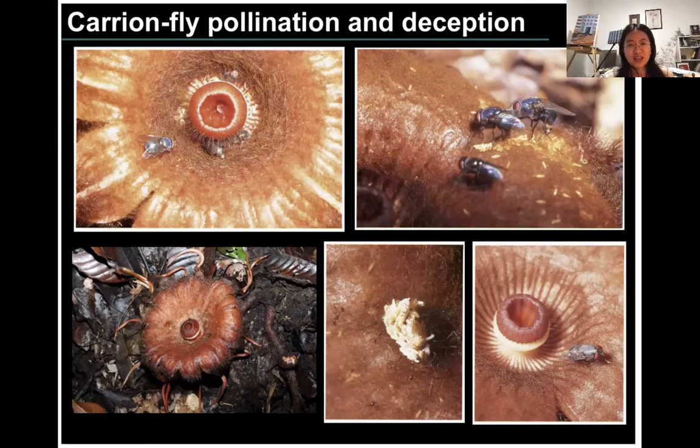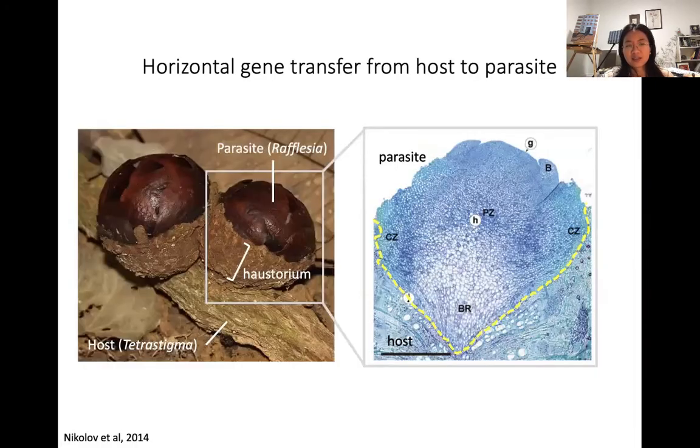So at least based on the photo, you can see that it's very successful in terms of its deceptive morphological mimicry to the fly, and they definitely rely on the fly for pollination. And then it was also hypothesized that their seed dispersal is somewhat related to ants carrying them around.